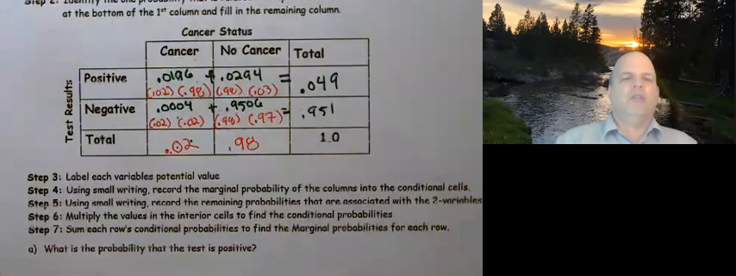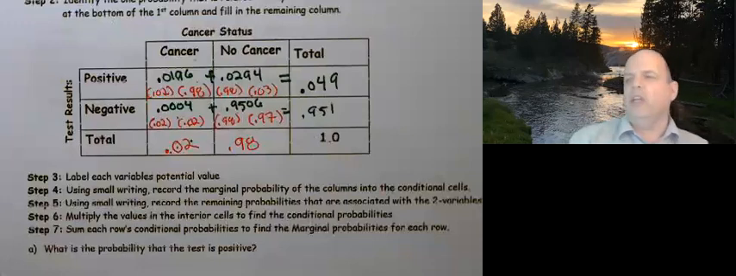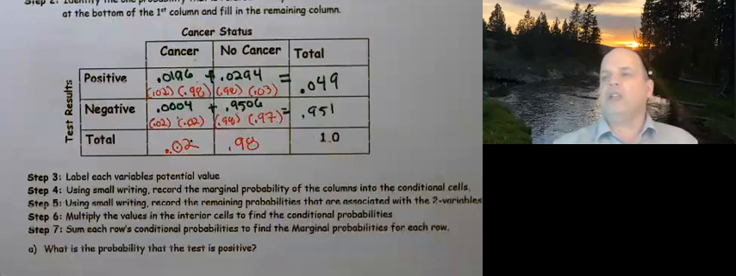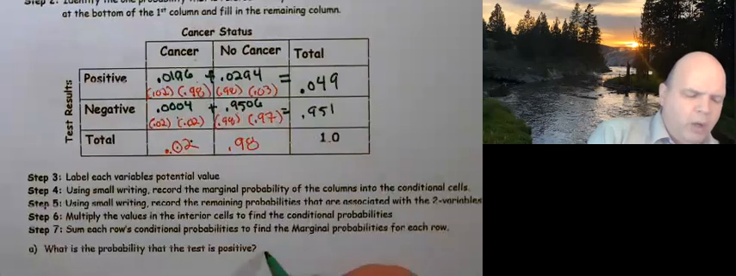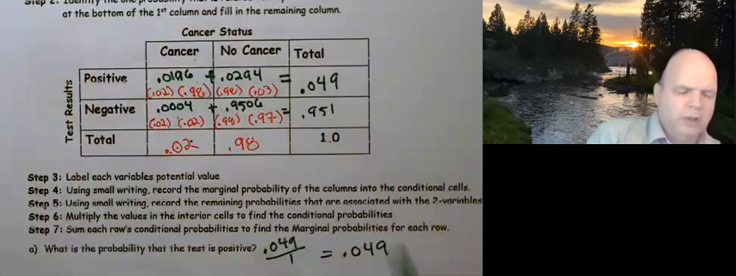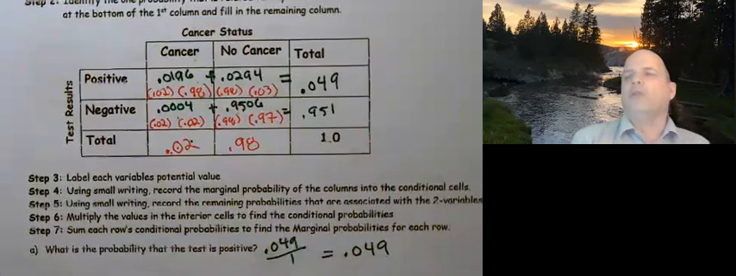All right, so what is the probability that the test is positive? Well, that's pretty easy. I can just look at the positive row and go, you know what? 0.049 over 1. So that just equals 0.049. The marginal over the total.